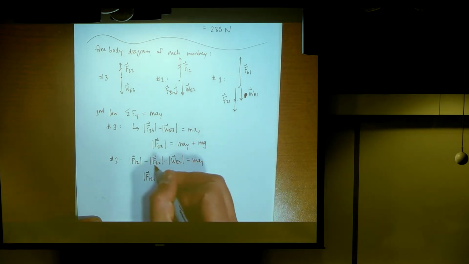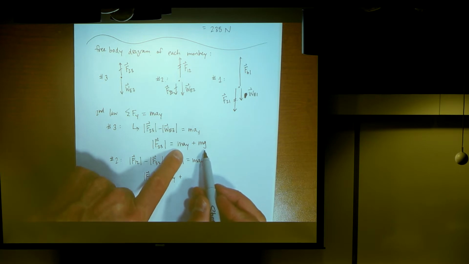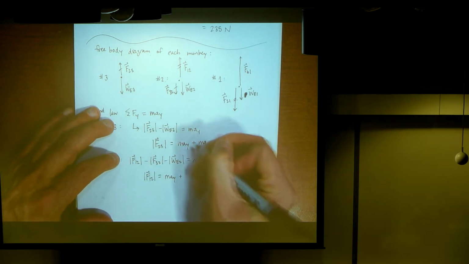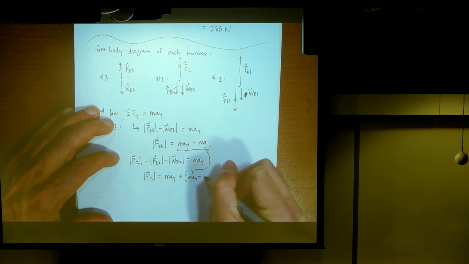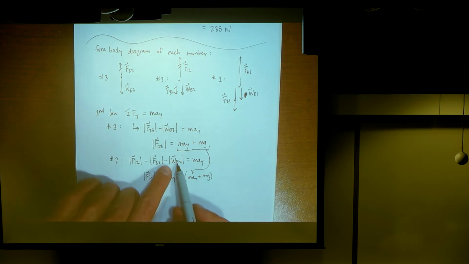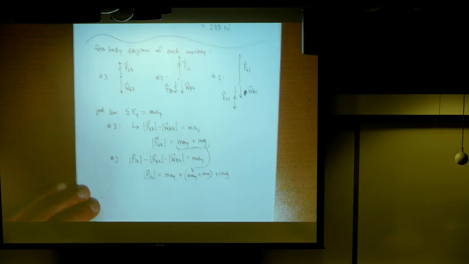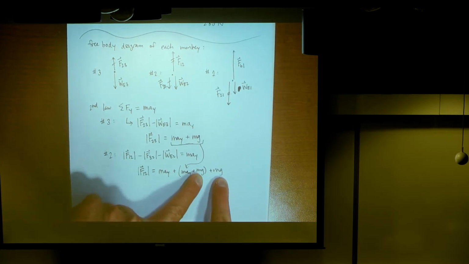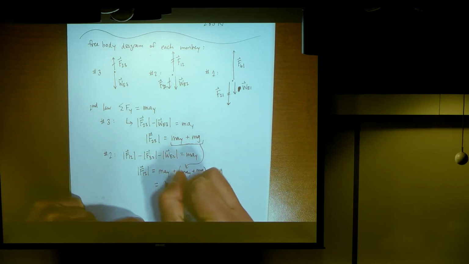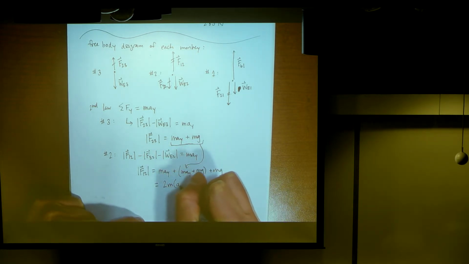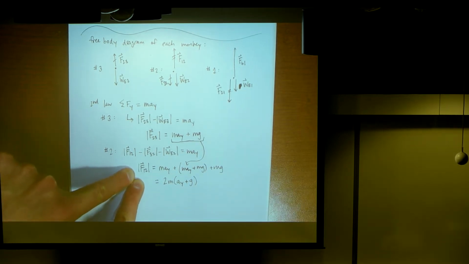So first we have magnitude F32. Well, we found that up here, right? This is this result, so I'm going to plug that right in. That's MAY plus MG. And then I'm adding WE2 to this side, which is just MG. So look, I have two terms that are MG, two terms that are MAY. So I can consolidate that to say 2M times AY plus G. So that's the force that one has to exert on 2.